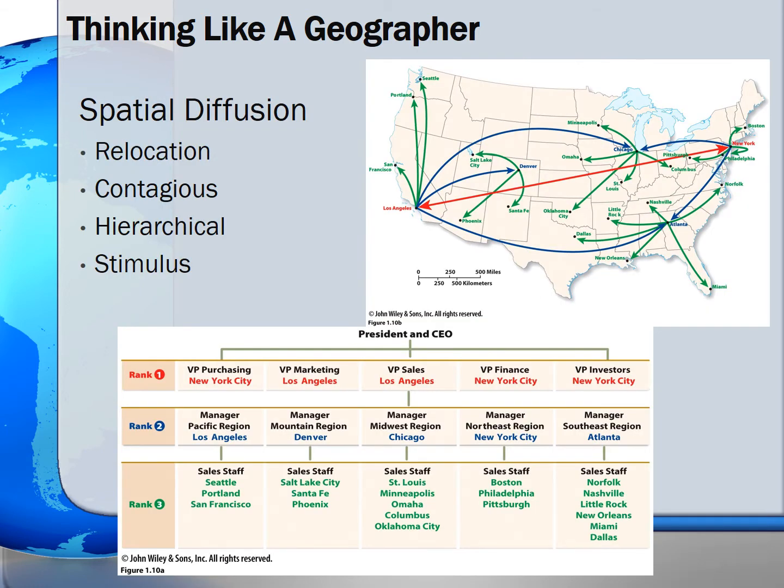The third concept is spatial diffusion. Spatial diffusion is the spread of a phenomenon across space and over time and includes 4 common types. 1. Relocation, which is the movement from one place to the next, like in migration. 2. Contagious, which is the random movement from one to the other, like in the common cold. 3. Hierarchical, which is the movement from top down or ranking order, like a new product line in a business.